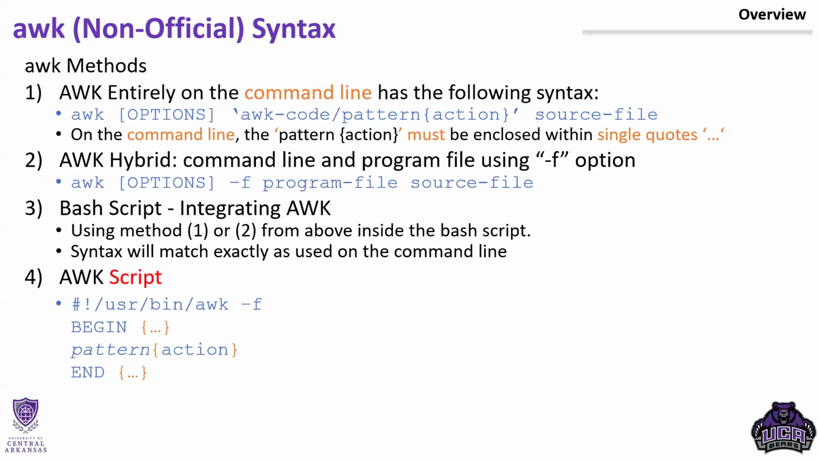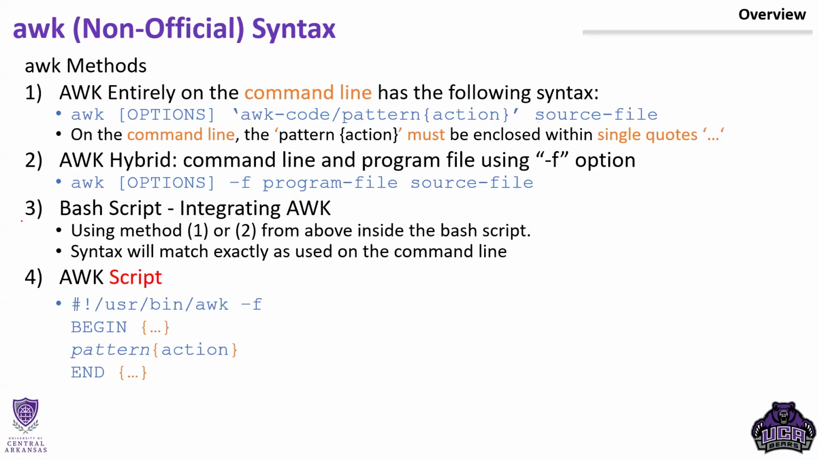Now, there's a hybrid method of that, and that is what I told you earlier. If the code is too much, we don't want to write it all in the command line, then we can create a text file, put all of our awk code within that file, and then we have our option right here that knows that there's going to be an argument of that code coming after it. So we can then import that code in, and of course, give it our source file.